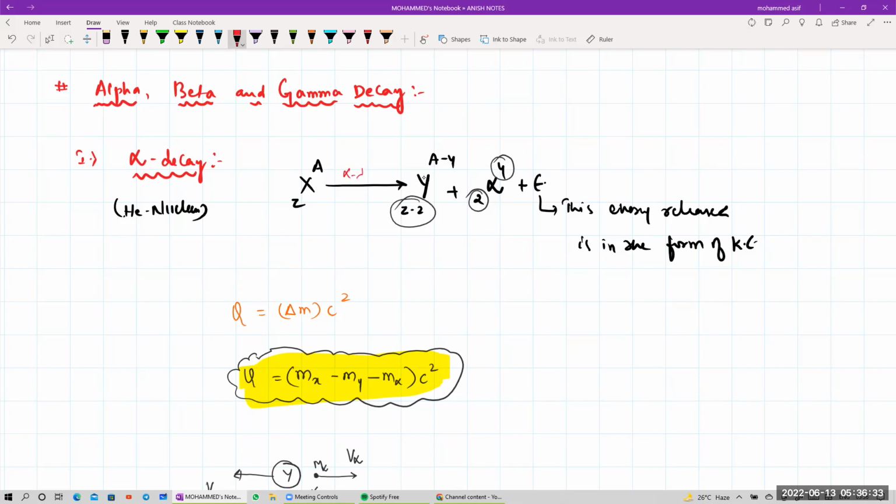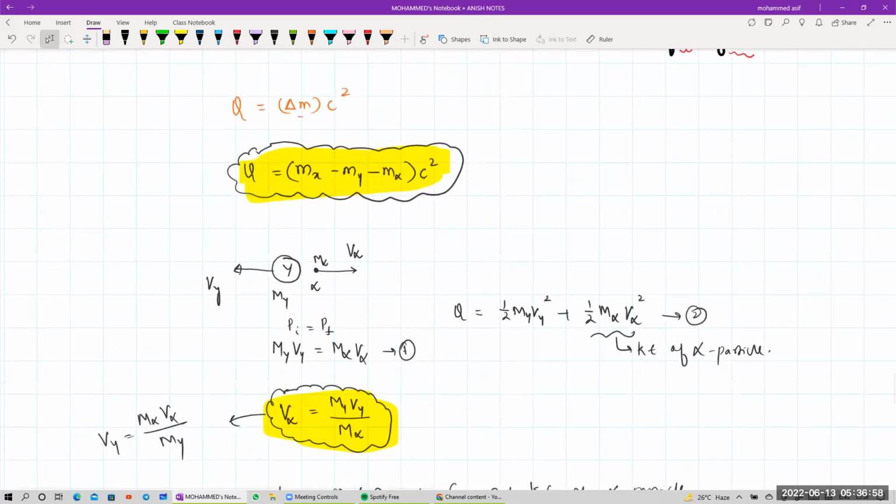In alpha decay, atomic number decreases by 2 and mass number decreases by 4. So we are getting an alpha particle with liberation of a certain amount of energy. This energy is always released in the form of what, beta? Kinetic energy. Now how do you calculate that energy? Q is equal to delta M into C square. Delta M value is mX minus mY minus m of alpha particle, into C square. So when the daughter nucleus Y is being formed, beta, an alpha particle is also eliminated.